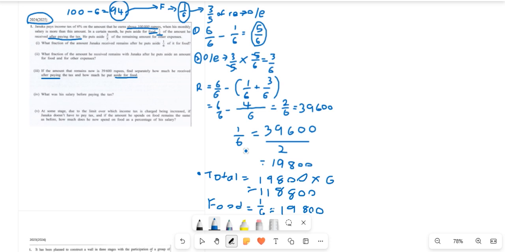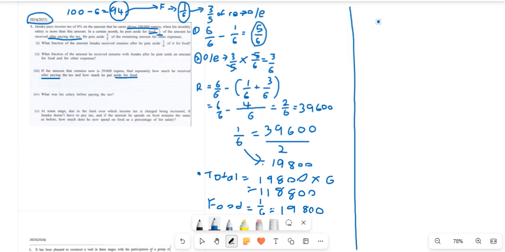Here 1 portion is 19,800. So we'll see what is the next question. The next question is the 4th question. What was his salary before paying the tax? Now we have to see what his income was before the tax.